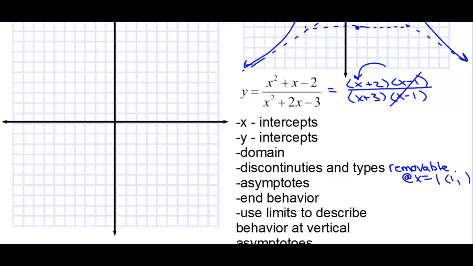So 1, 3/4. Now the good news, well, there's a hole in the graph there, but the good news is that's going to kind of be a reference point for us. So at 1, 3/4, there's a hole in the graph. And the curve will go through that hole.